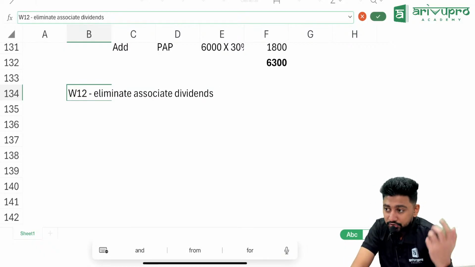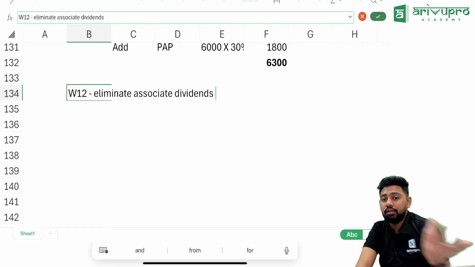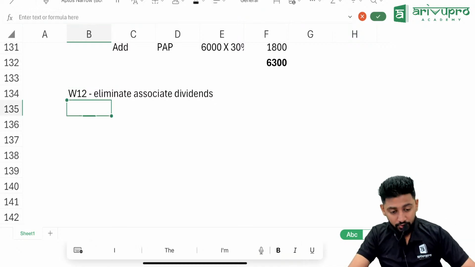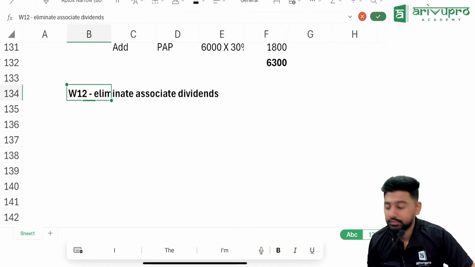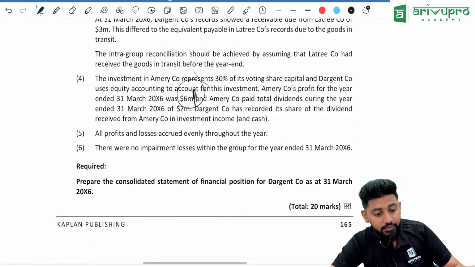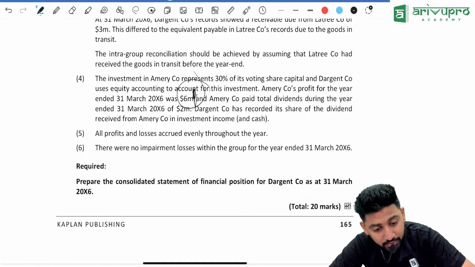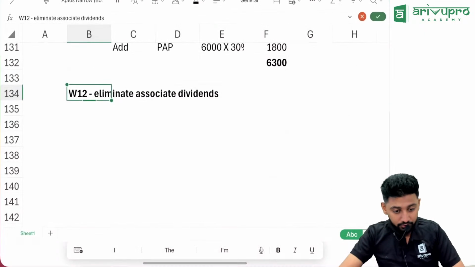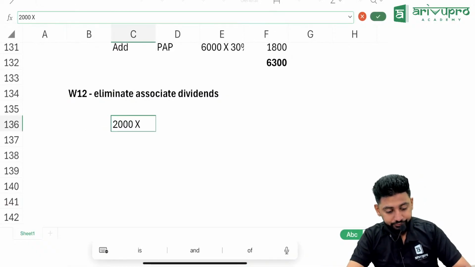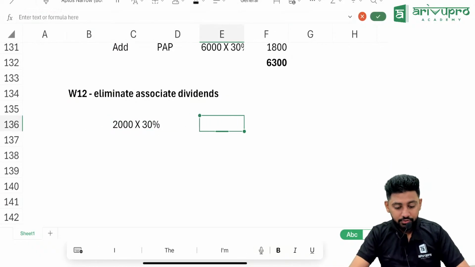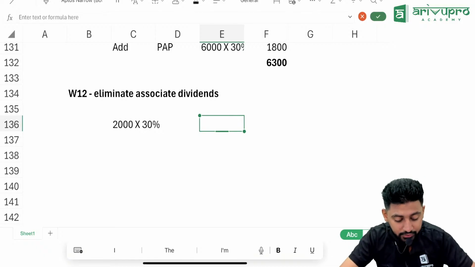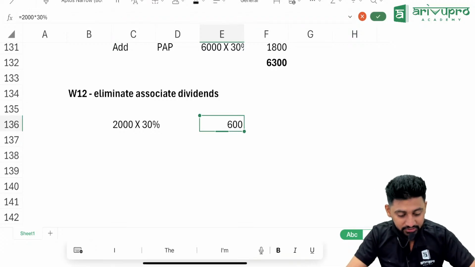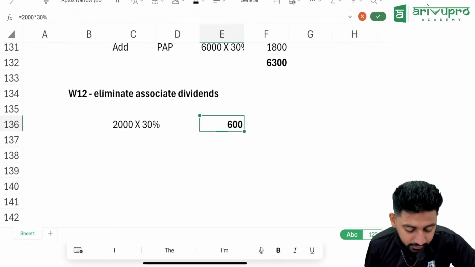Once again, because the associate profit is added to your investment in associate. Because you add it, now you will have to eliminate it. How much should you eliminate? The total amount paid as dividends is 2 million. Out of that, you have considered 30% is yours. Therefore, 2,000 into 30% gives you how much? 600 has to be eliminated. Are we clear?